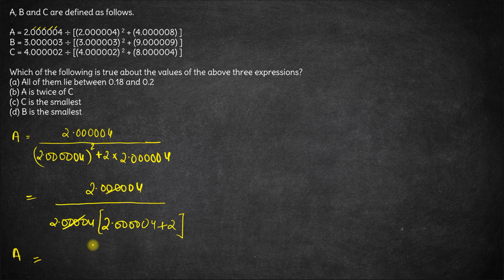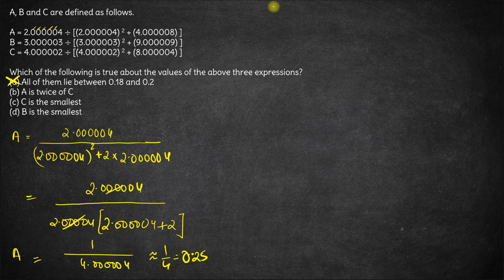A effectively comes out to be 1 upon this plus this, which is 4.000004, and this will be approximately 1 upon 4. 1 upon 4 is 0.25. Okay, so obviously option A is rejected. A is greater than 0.2, so we can reject this particular option.